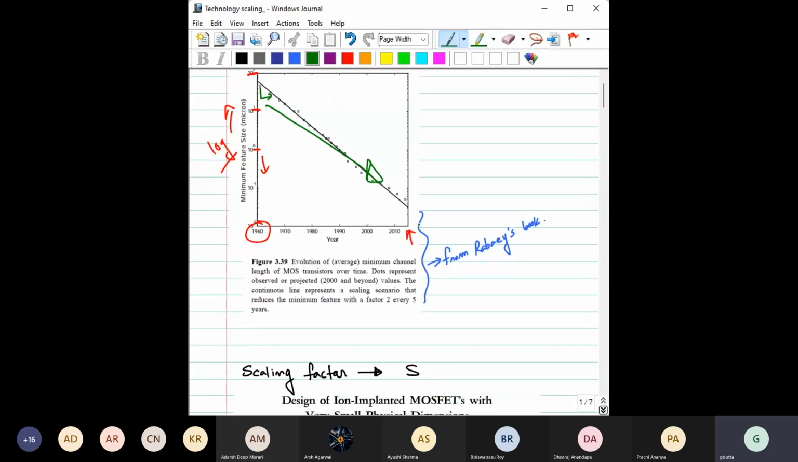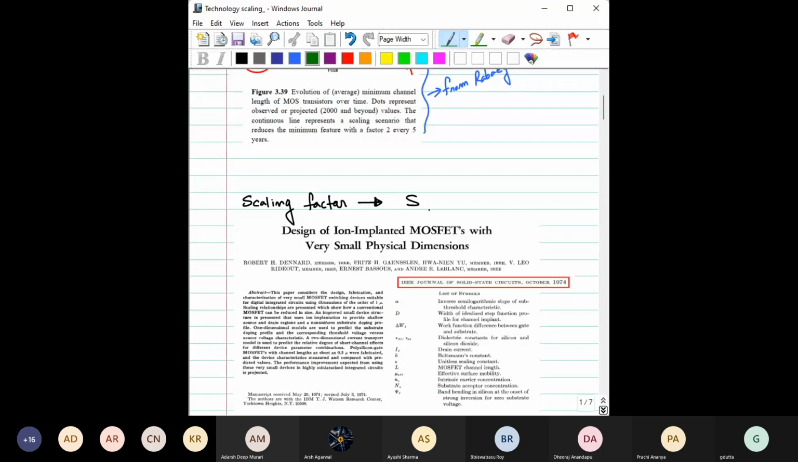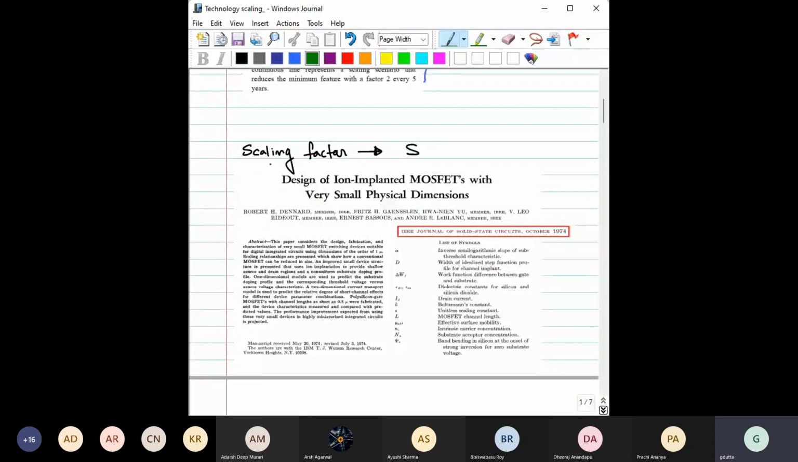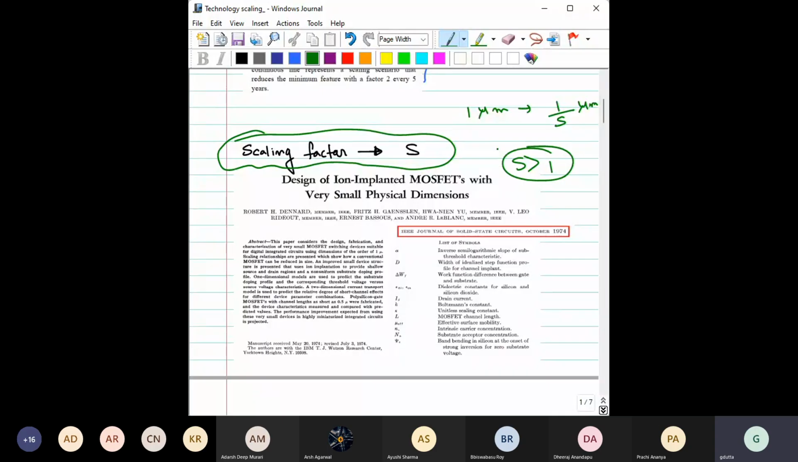Okay. So with this brief introduction, obviously you have understood that there is something called the scaling factor, right? Scaling factor means earlier, suppose the gate length is 1 micron. Now the gate length would be 1 by S micrometer. And obviously S has to be greater than 1. That's how you make scaling. Otherwise, you will go in the opposite direction. Your devices will be wider.